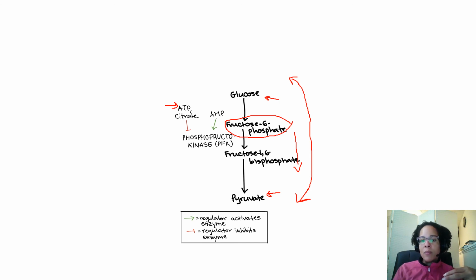This happens in a few different places. You might remember from studying the Krebs cycle, the citric acid cycle, that there's a molecule called citrate that gets produced. Citrate can also bind phosphofructokinase and turn off glycolysis. So you turn off ATP production. So glycolysis is regulated also.